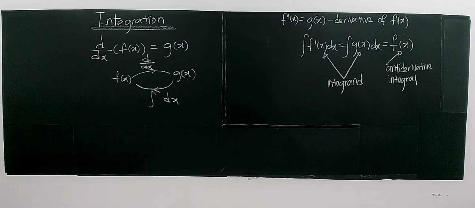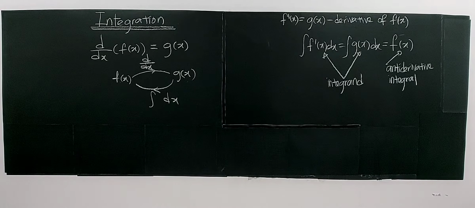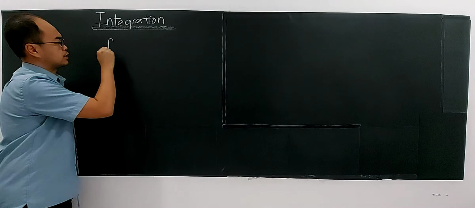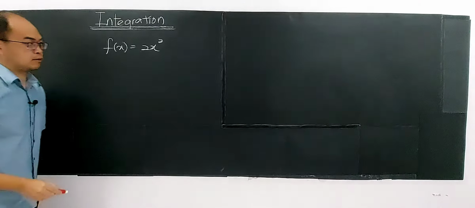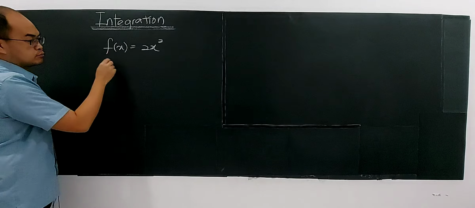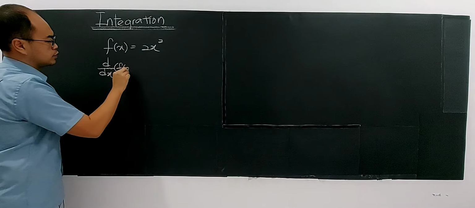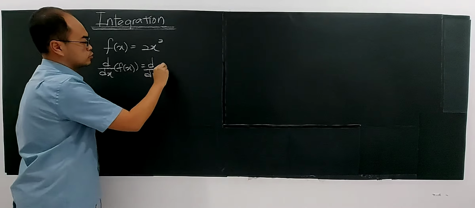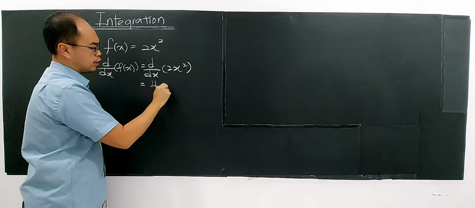In the same video, I'm also going to introduce the meaning of integration. Let's look at an example. Let's say you have a function 2x to the power of 2. When you differentiate f(x), you are actually differentiating 2x squared. As you differentiate, you get 4x.